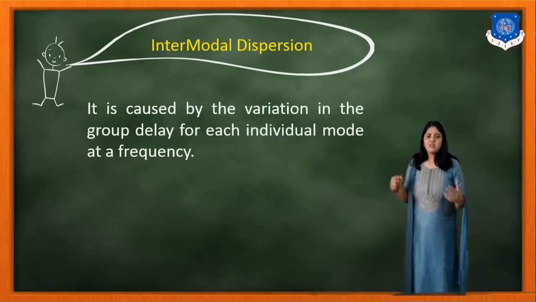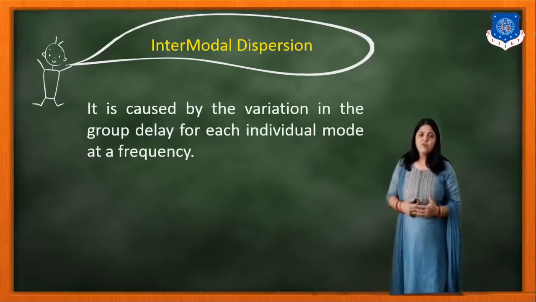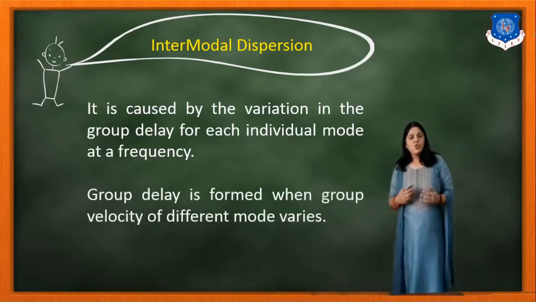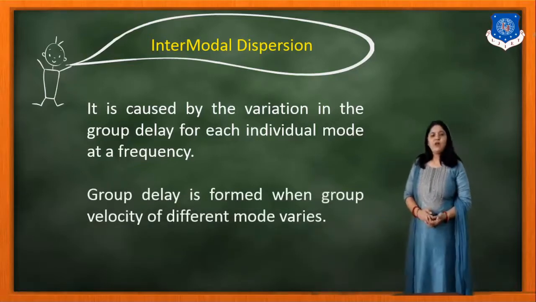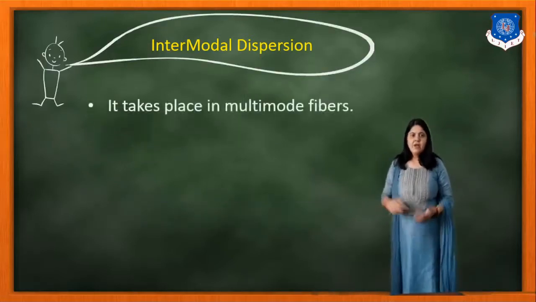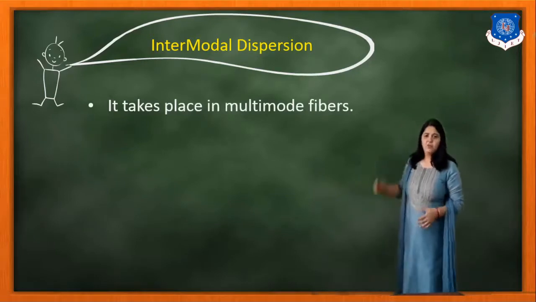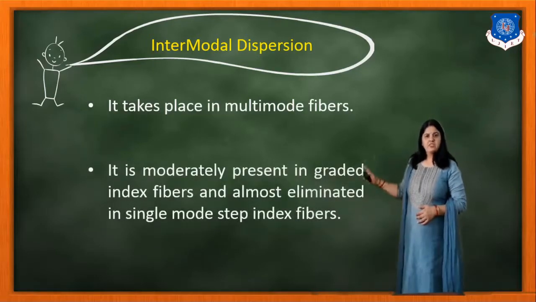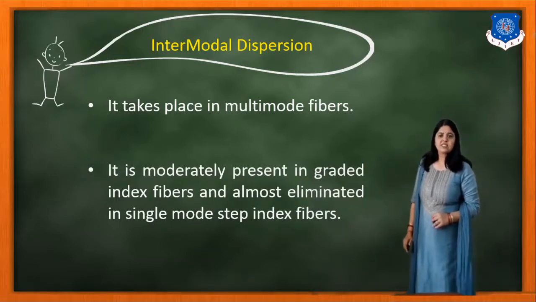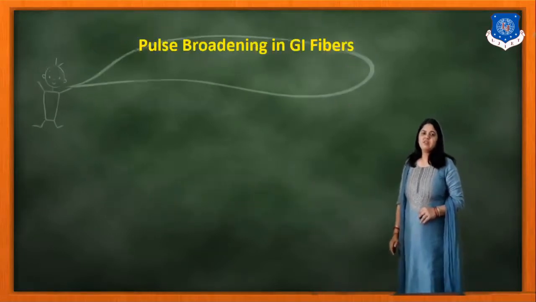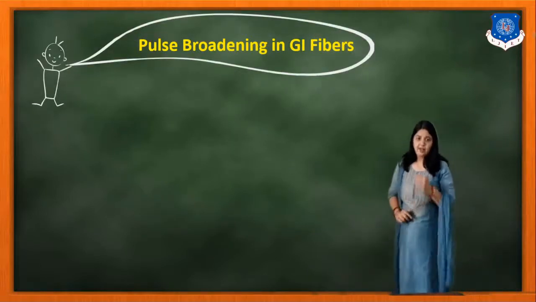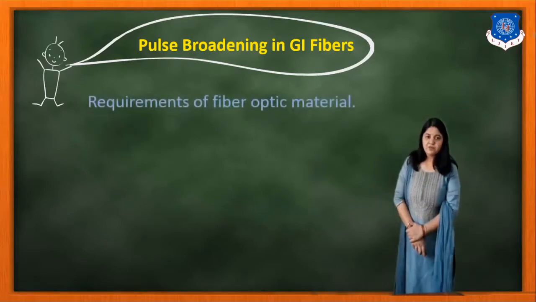Next is the intermodal dispersion. It is caused by the variation in the group delay for each individual mode at a frequency. The group delay is formed when the group velocities of different modes differ. It takes place in multi-mode fibers. It is moderately present in the graded index fiber and almost eliminated in the single mode step index fiber. Next point is the pulse broadening in the graded index fiber.